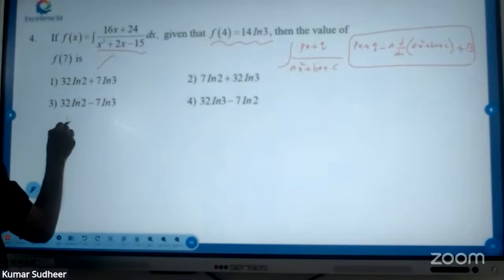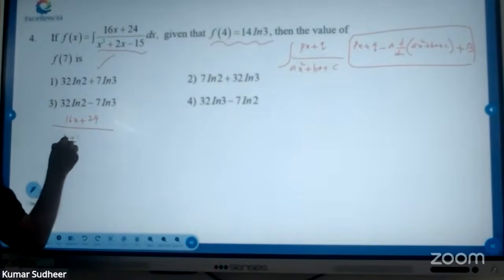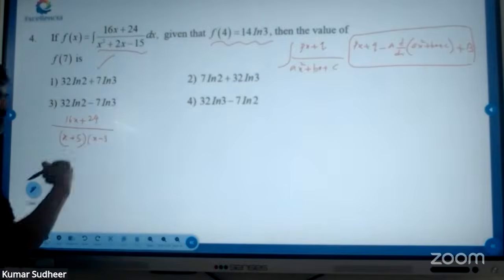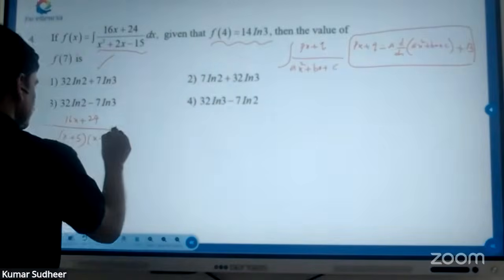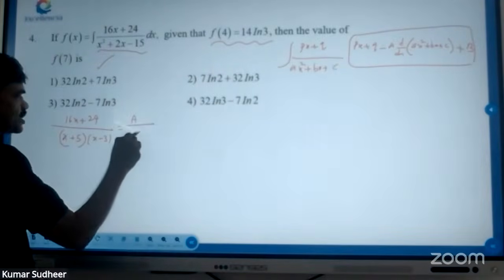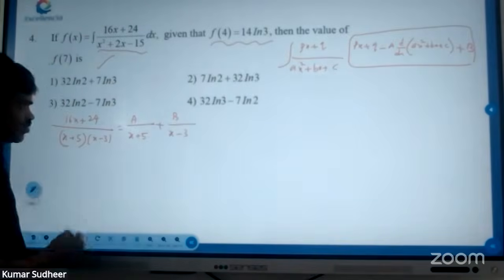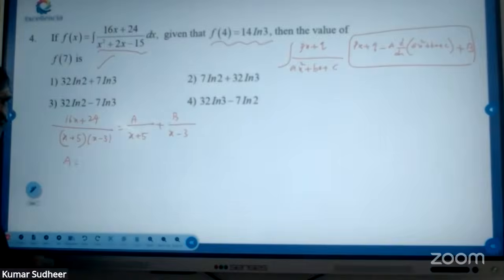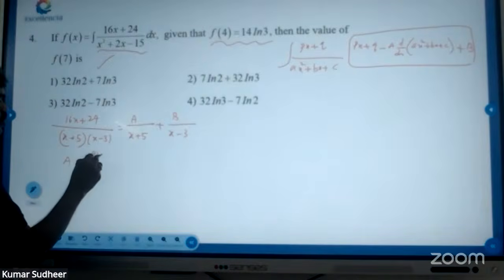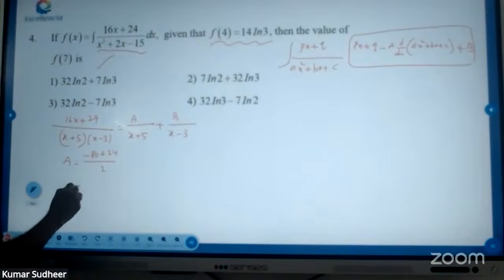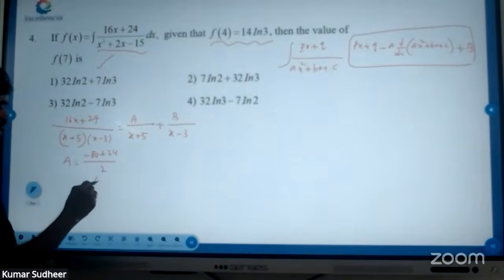So what I will do actually: 16x plus 24 divided by, this can be written as (x plus 5) into (x minus 3). So I will go by the partial fraction. When I use partial fraction, this is equal to A by (x plus 5) plus B by (x minus 3). So try to find the value of A. All of you know how to get it. A equals, put x equal to minus 5. Minus 80 plus 24, divided by minus 8.